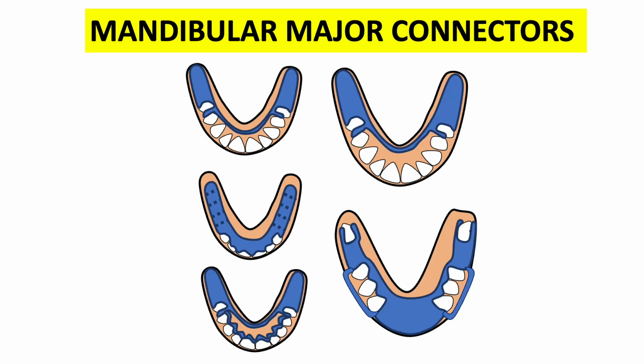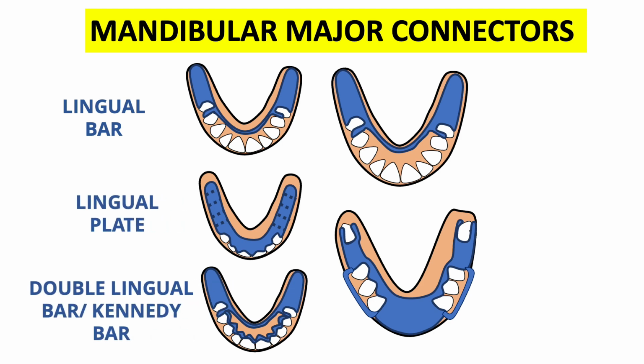We have five types of mandibular major connector. The first one is the lingual bar, then the lingual plate, the double lingual bar or Kennedy bar. Then we have the sublingual bar and the labial bar. In this video, we are going to discuss the lingual bar and the lingual plate major connector, and the rest three in part 2.